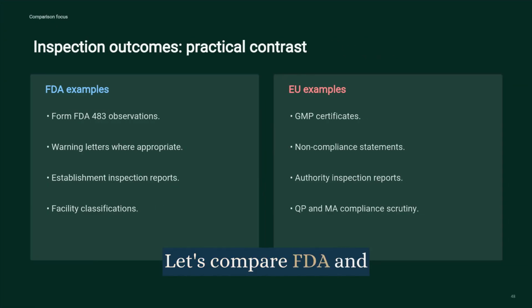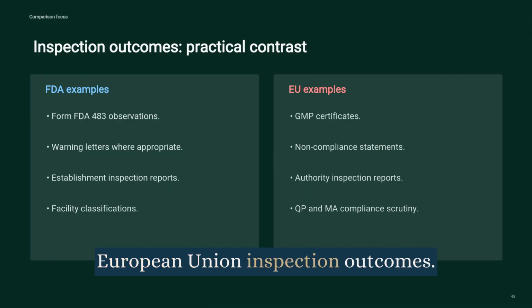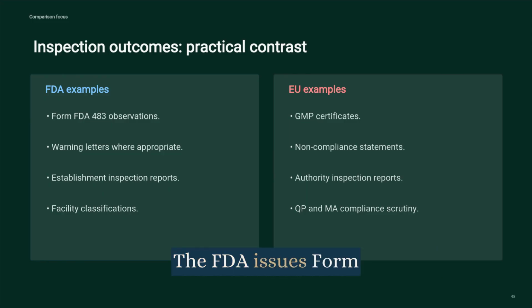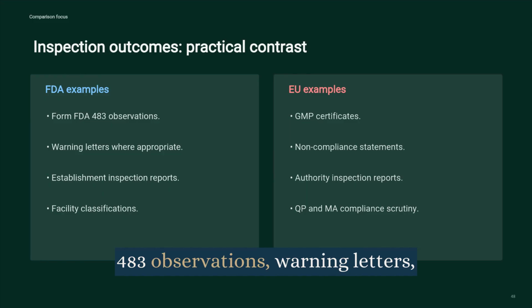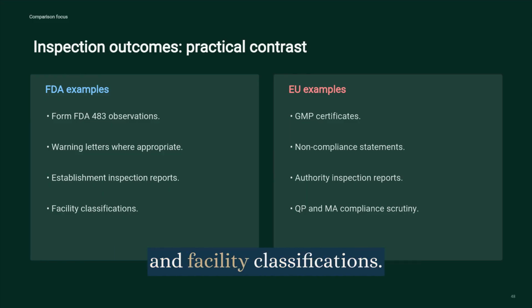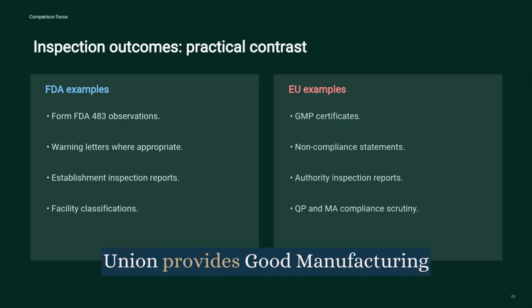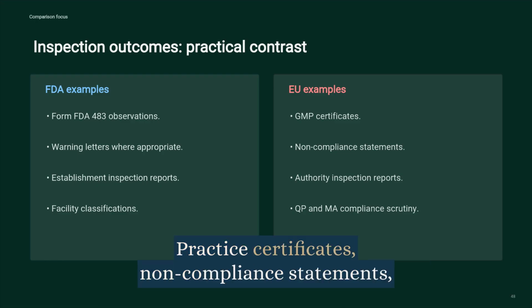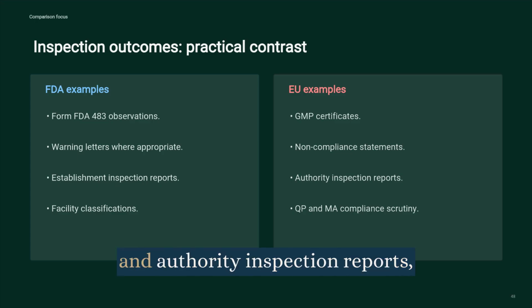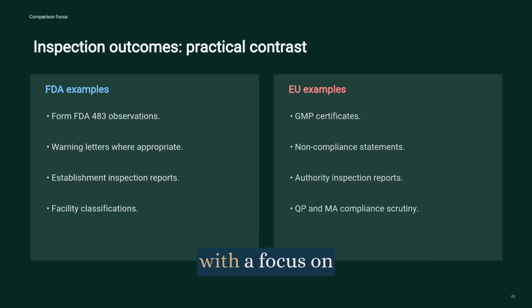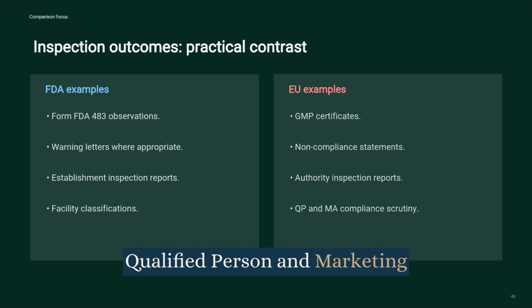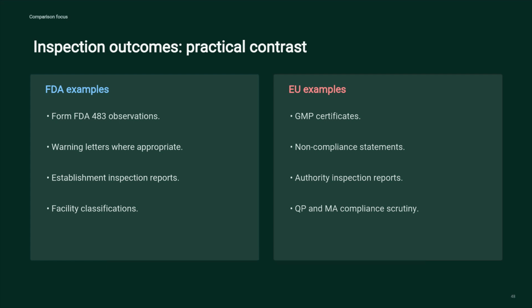Let's compare FDA and European Union inspection outcomes. The FDA issues Form 483 observations, warning letters, and facility classifications. In contrast, the European Union provides good manufacturing practice certificates, non-compliance statements, and authority inspection reports, with a focus on qualified person and marketing authorization compliance scrutiny.